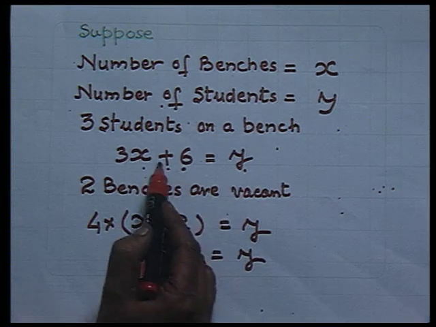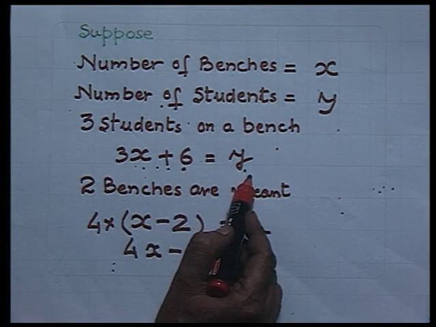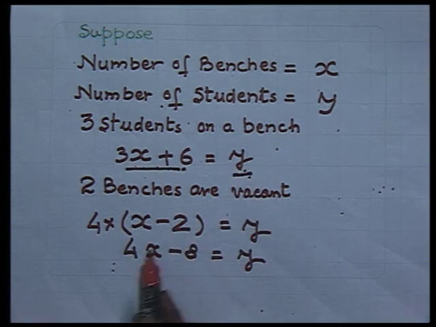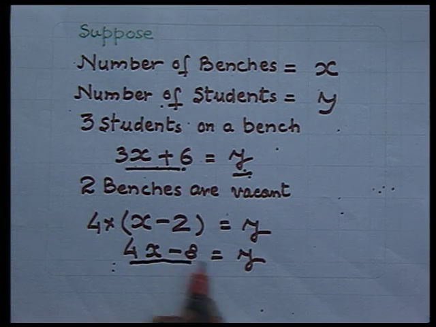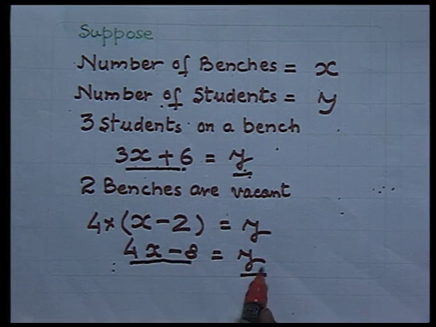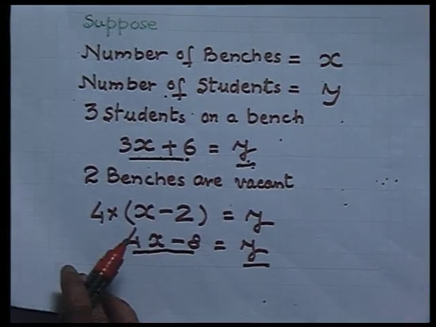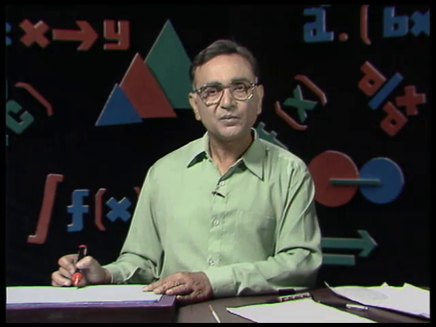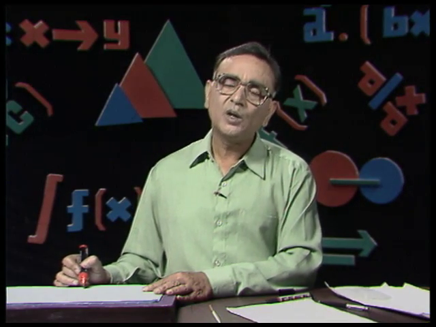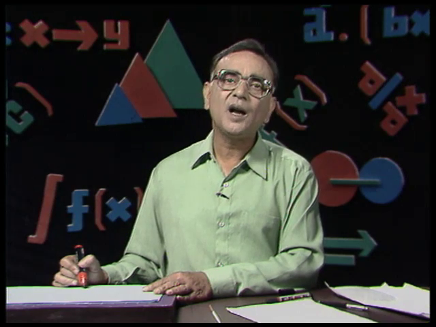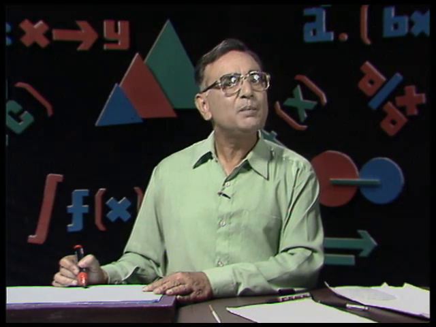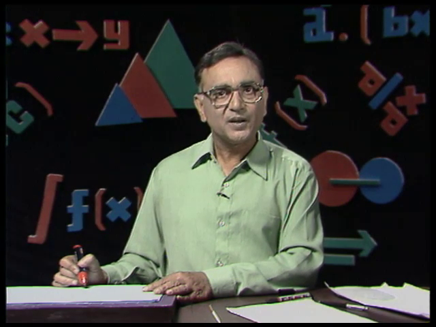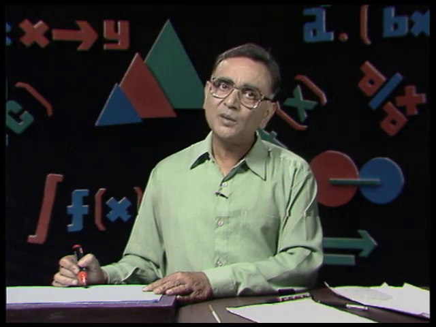So, we got 2 equations, the one 3x plus 6 equal to y. Here I have equated the number of students to the total number of students supposed, and here also I have equated the number of students to the total number of students. Now, these equations can be solved by the methods which have already been taught to you. So, today, viewers, we saw how simultaneous equations are applied in word problems, that is, practical problems which involve known and unknown quantities. You also practice some of these questions.